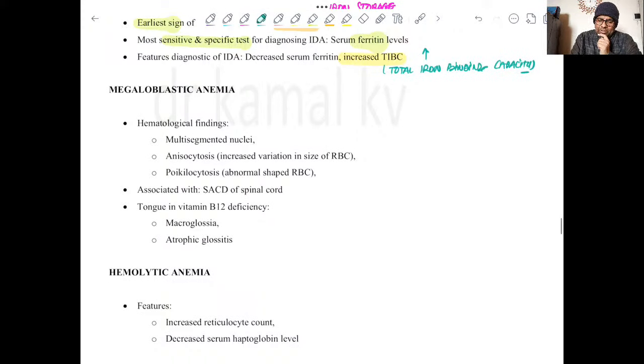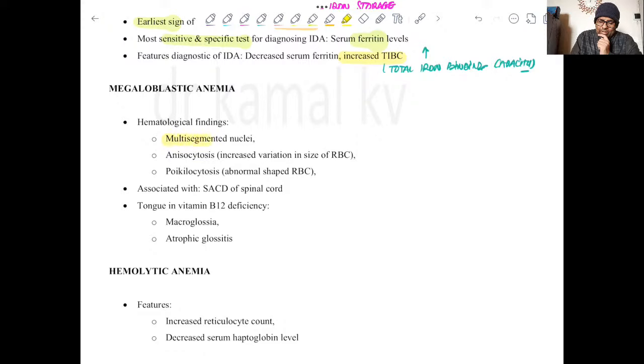Then megaloblastic anemia, what you need to remember is multi-segmented nuclei. It means in neutrophils, normally they have 3 to 5 lobes. Clear? Here the lobes will be more than 5. Fine. So this is how you can see.